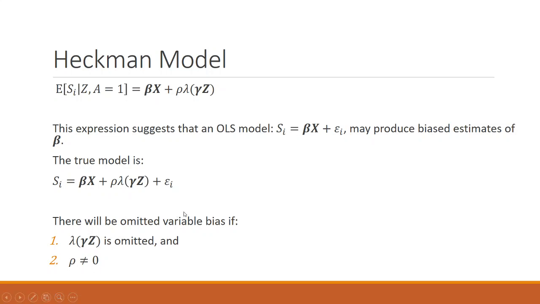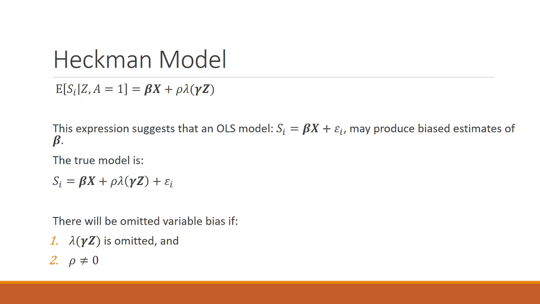That means if we use the ordinary least squares regression, if we just regress savings on the independent variables x, we would be creating omitted variable bias in our coefficient estimates, if this inverse Mills ratio, lambda of gamma z, is omitted, and if rho does not equal 0. So that means if the selection decision is not random. All right, so that's the intuition.